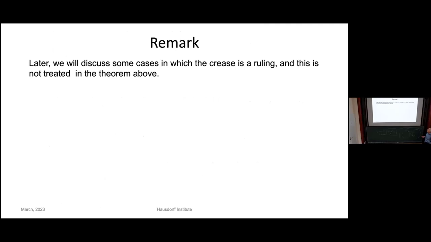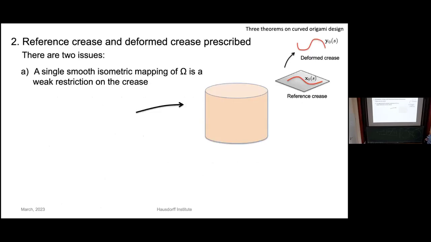We're going to have some cases later in some of the explicit designs where the crease is a ruling, and it's not treated in this. So we have to generalize a little bit. I think I'll probably stop there. The next case is we're just going to try to give the creases in the reference domain and the deformed domain, and then try to make isometric mappings in that case. I don't think I want to start because there are some things to explain there, so I'll stop there.